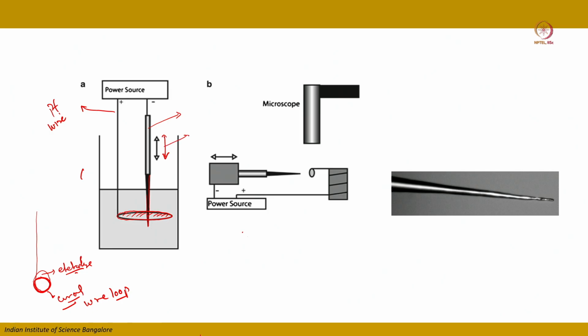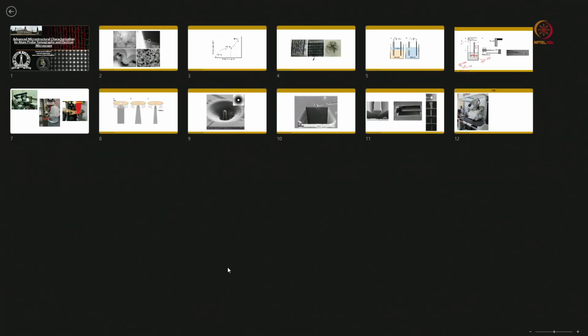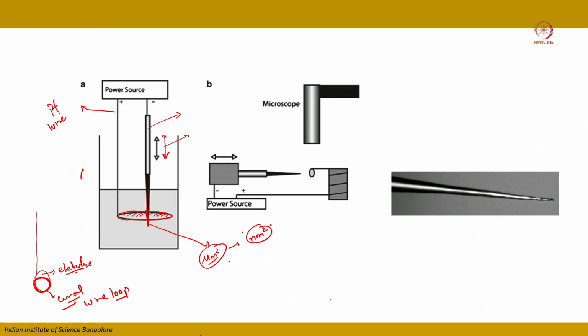And while moving this up and down, what you see, there will be a polishing of this particular needle, and this micrometer square needle converts to some few nanometer square cross section needle. Okay, so this is the fine polishing. This is your fine polishing.